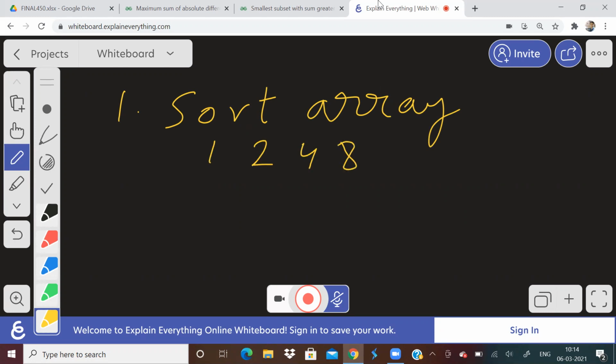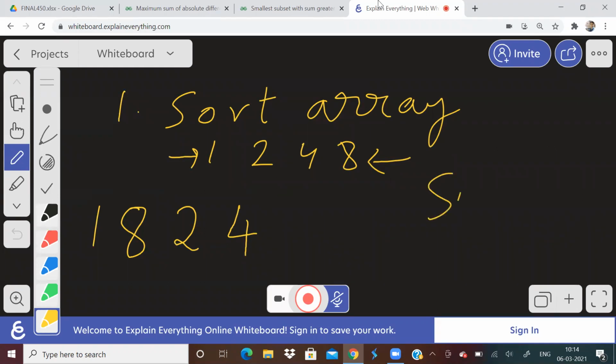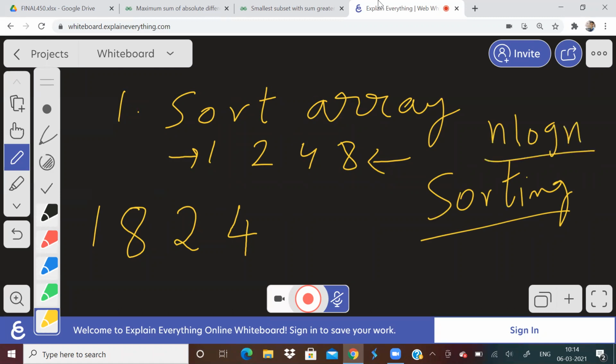After sorting the array, now what? Now take the first element, the smallest element. So I'm starting from here and from here. Take the smallest element, then take the largest element, then take the second smallest element, then take the second largest element, like that. So pick one element from the left side, pick another element from the right side, and keep doing this until you have picked all the elements. This is again based on sorting only. You just need to know sorting, and obviously the time complexity will be n log n because of sorting.